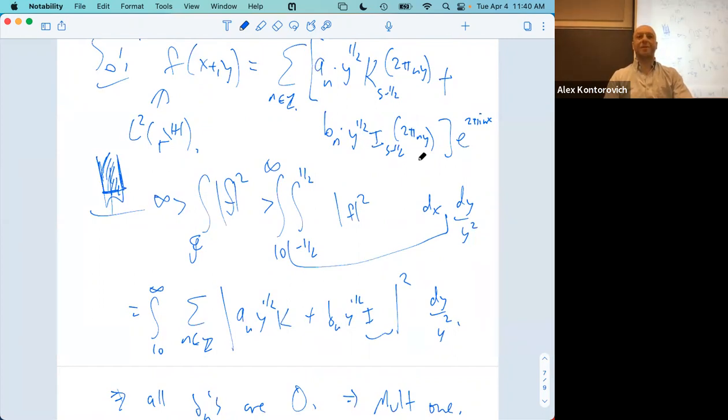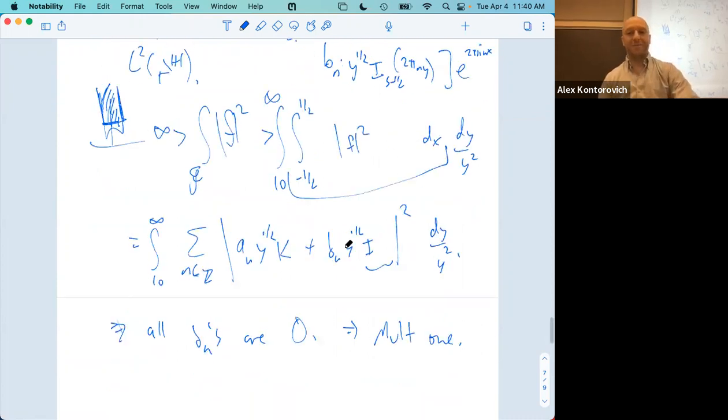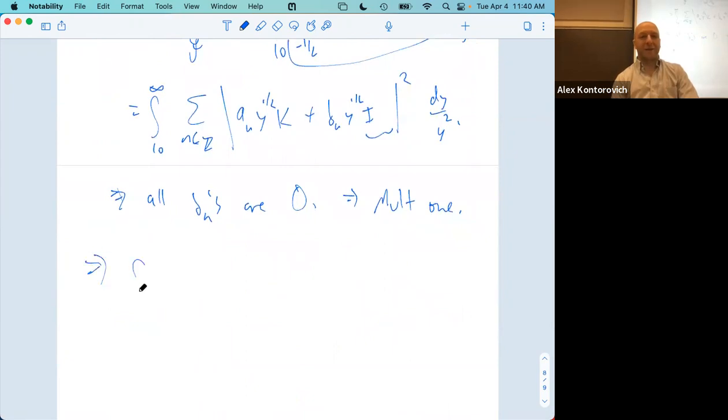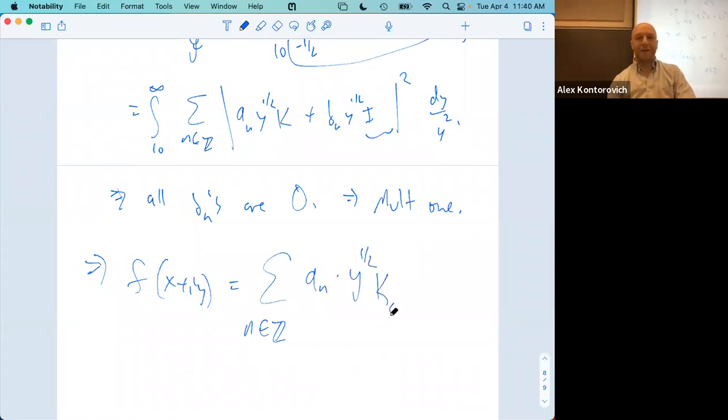Here it's, I haven't defined the I-Bessel function, so the fact that I'm pulling out a factor of y to the one half is a historical thing. It doesn't matter whether it's there or not. It's polynomial and this is blowing up exponentially. Okay, so the point is that we have an expansion of f(x+iy) as a sum over n in Z of some unknown coefficients a_n times y^(1/2) K-Bessel(2 pi n y) e^(2 pi i n x).